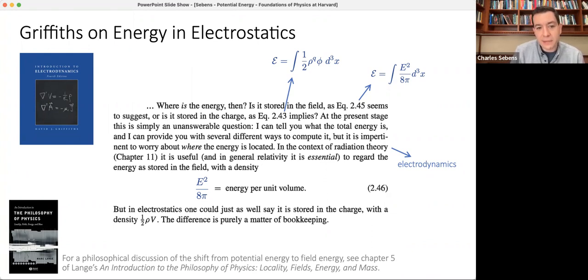At the present stage, this is simply an unanswerable question. I can tell you what the total energy is, and I can provide you with several different ways to compute it, but it is impertinent to worry about where the energy is located, at least within electrostatics. In the context of radiation theory, of full electrodynamics or electromagnetism, it is useful. And in general relativity, it is essential to regard the energy as stored in the field with a density E squared over 8 pi. But in electrostatics, one could just as well say it is stored in the charge with a density 1/2 rho V. The difference is purely a matter of bookkeeping.